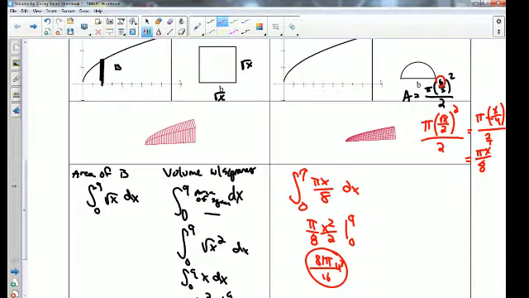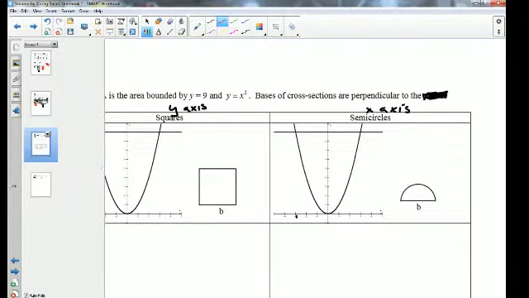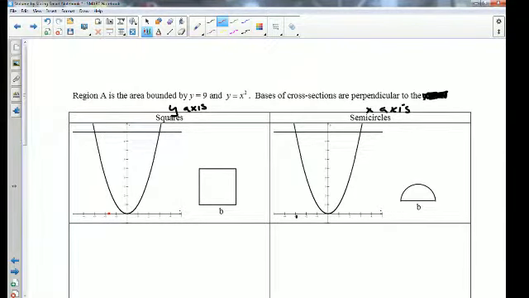Okay, are you good with those four? All right. Let's talk about one where the cross sections are perpendicular to the y-axis. Oh, is this the one with left and right instead of up and down? Yeah.